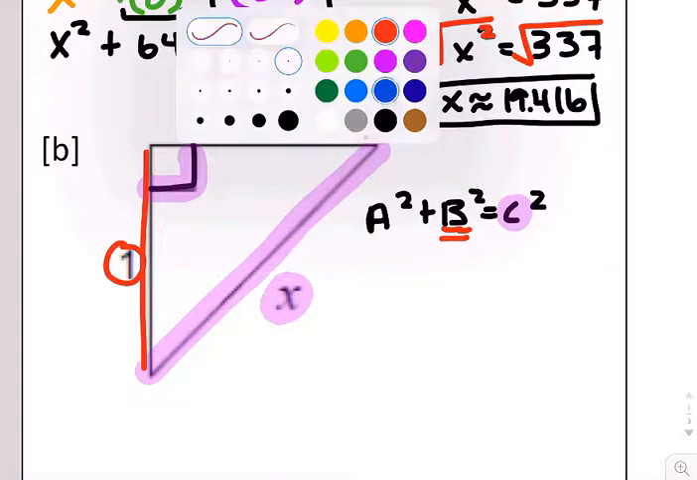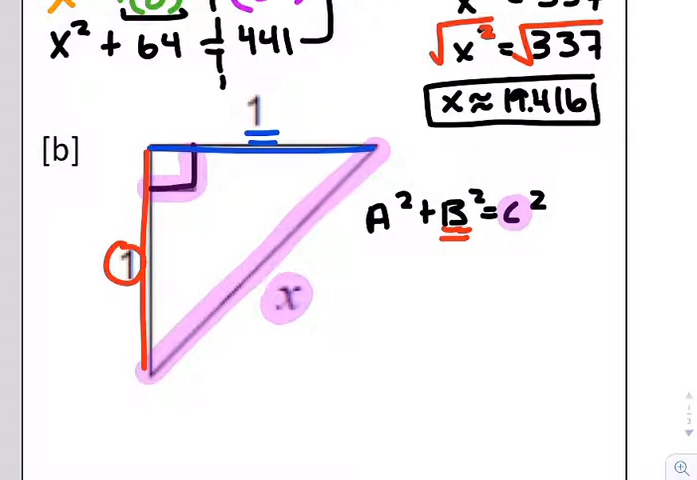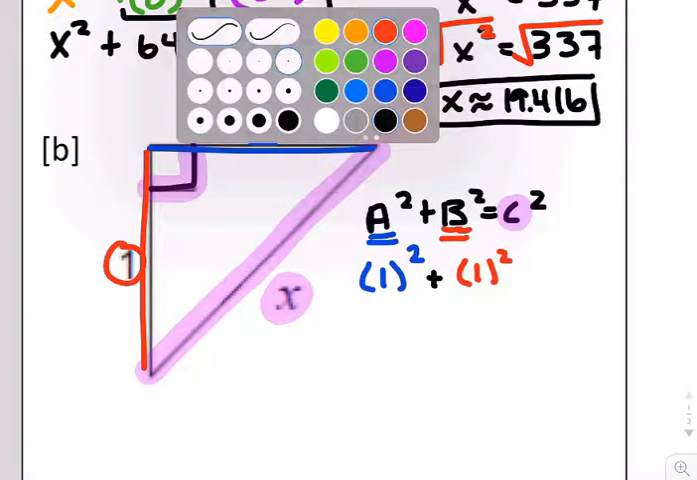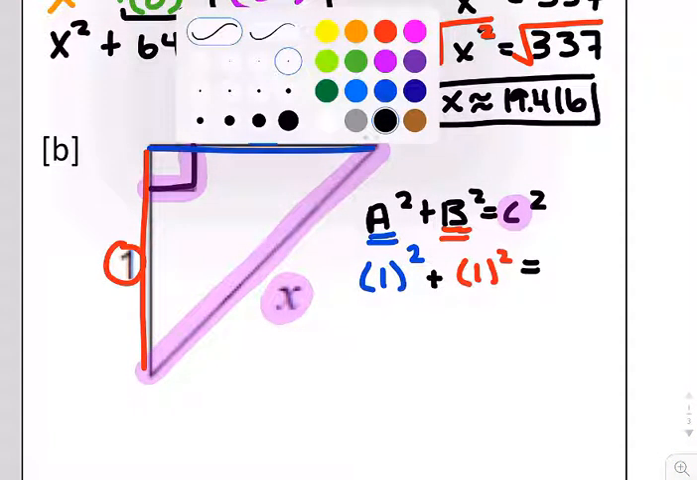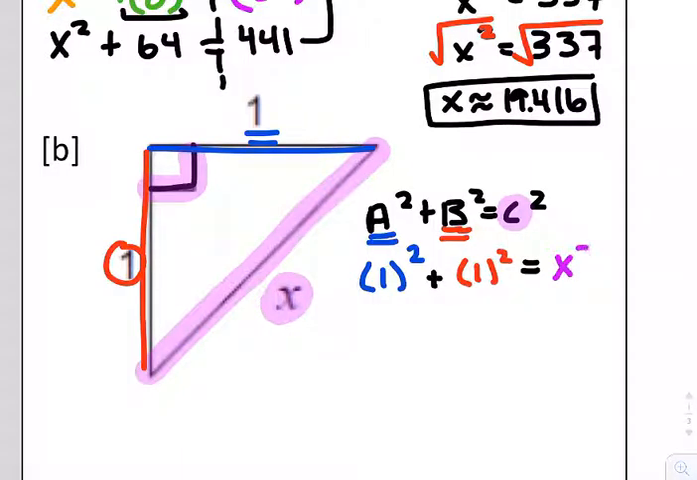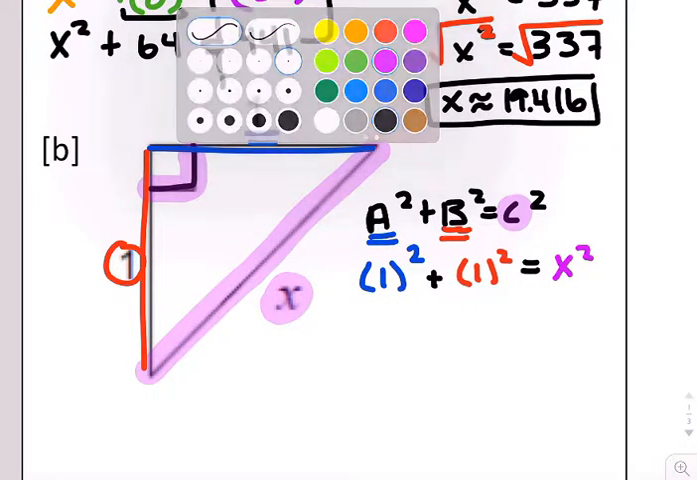And because it's an isosceles triangle, the side is the same value, that can go in for our a. And so doing our substitution, in parentheses, we have 1 squared. Okay. And then we have our b, which will also be 1 squared. And this will equal our c value, which in this case is the x value we're trying to find, and of course squared. So now we must rely on our algebra.